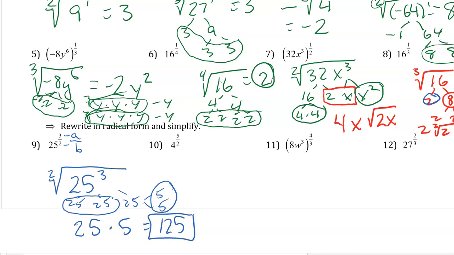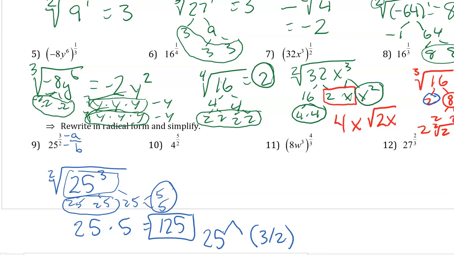You can always try that on your calculator as well. Using your up arrow, your caret, you could actually go 25 raised to the parentheses 3 divided by 2 and hit equals, or you could write that in as 1.5 instead of 3 halves. Or you can go 25 cubed and then take the square root.